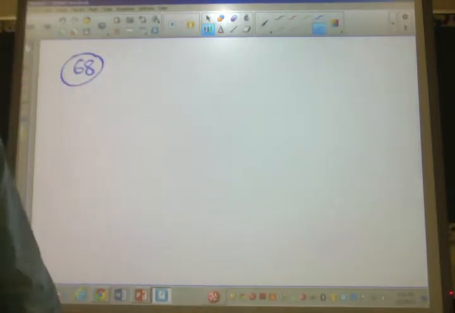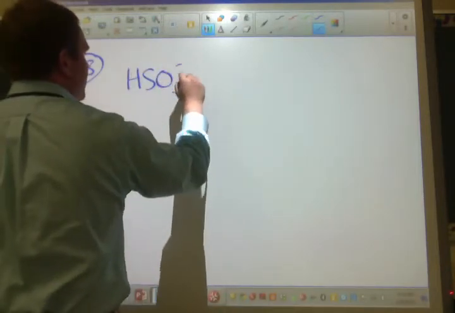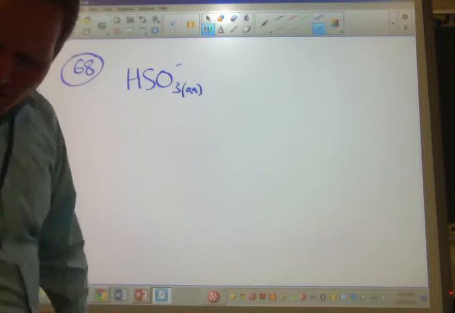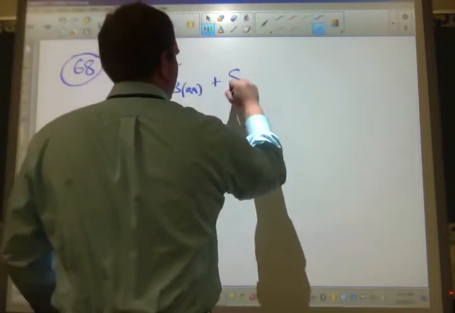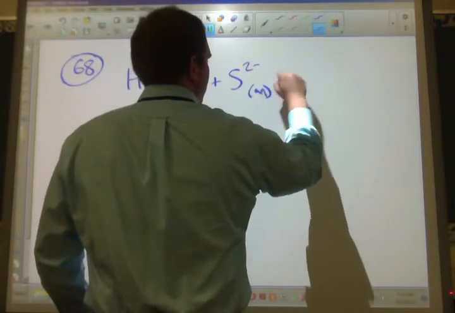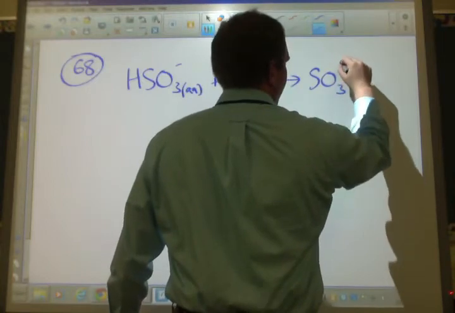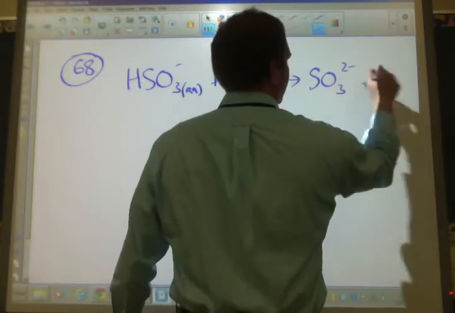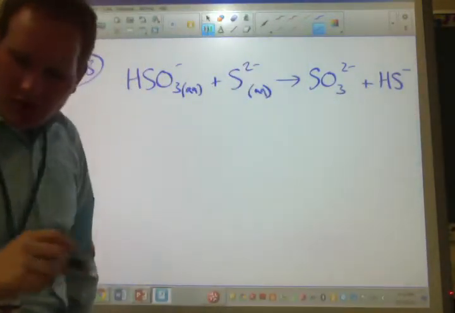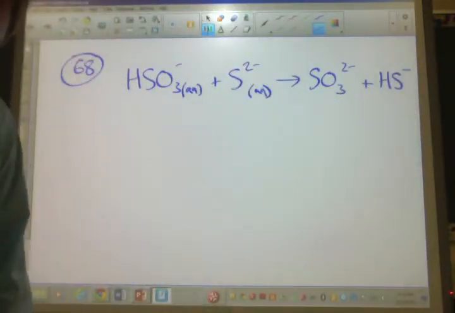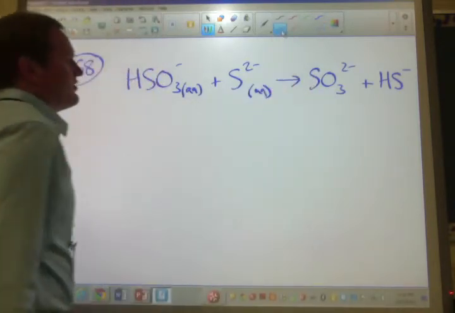Consider the following acid-base reaction. HSO3 minus plus sulfide ion yields sulfite ion plus HS minus. Right? Yep. So what's the Bronsted-Lowry acid, Bronsted-Lowry base, conjugate acid and base?